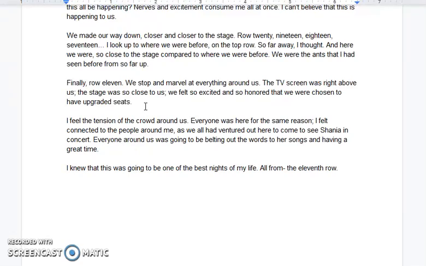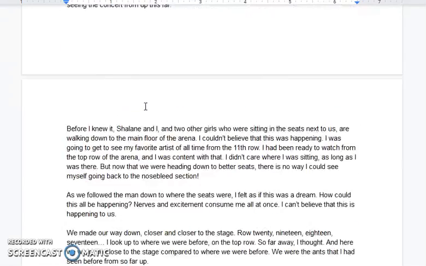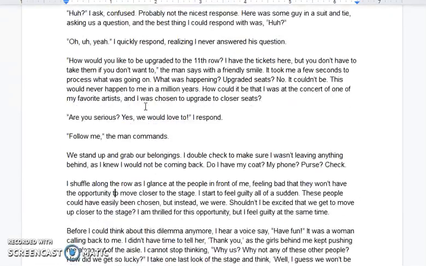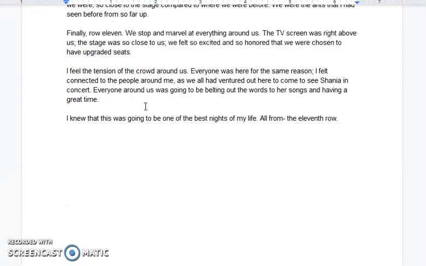So those other craft moves are in there, right? I talked about the 11th row in the beginning, right? In the middle. And I came back to the 11th row, ending the reader with a sense of closure, right?